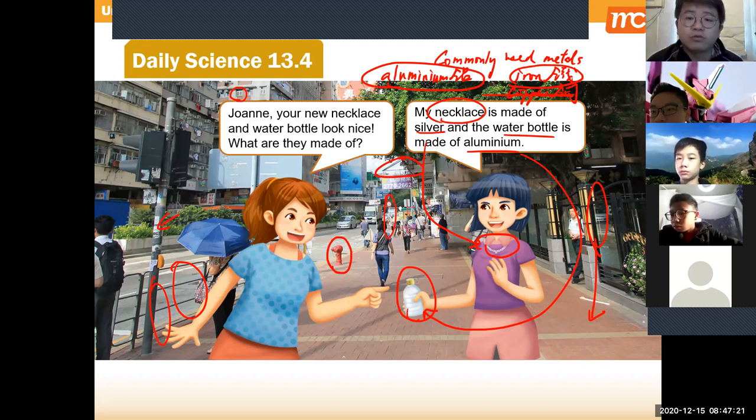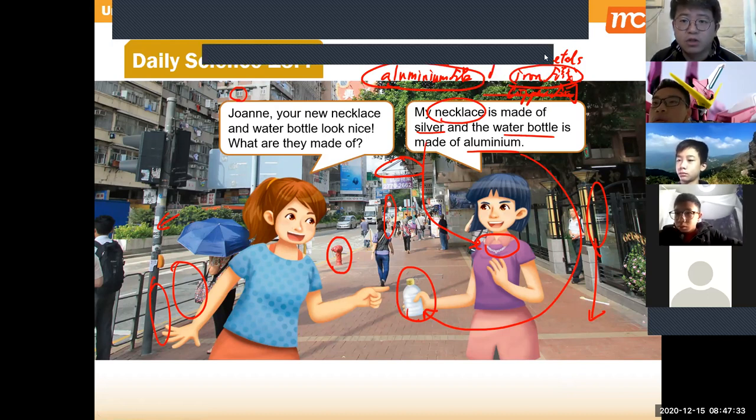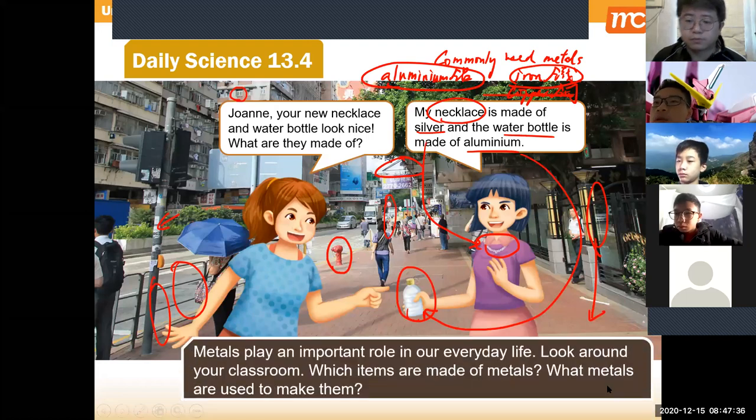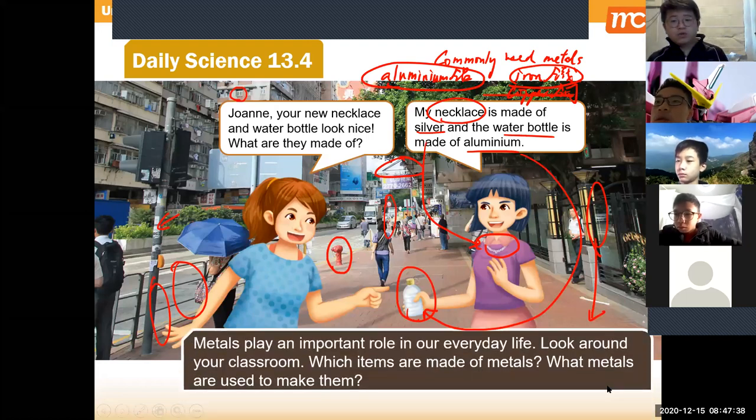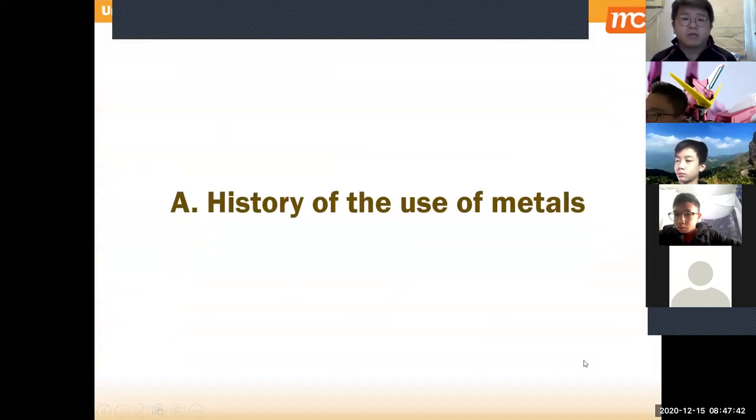For example, we have doorknobs, and they are made up of a copper alloy. We call that brass. So you will know it later. You may find so many different types of metals there, so you should know what metals are used to make them, and there should be some reason behind it.